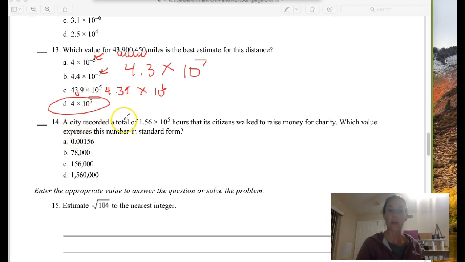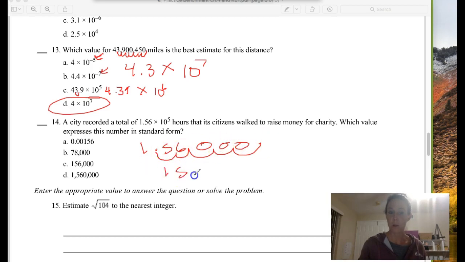All right, let's go to number 14. A city recorded a total of 1.56 times 10 to the 5th hours that its citizens walked to raise money for charity. Which value expresses this number in standard form? So we just have to put this back into standard form. It's 10 to the 5th, so I'm going to move the decimal to the right 5 places to make it bigger. So I'm going to go 1.56, and I'm going to move it 5 decimal places. 1, 2, 3, 4, 5. So I need to add 3 more zeros. And if I write this out, it would be 156,000. Put your comma where it needs to be after every 3 numbers.